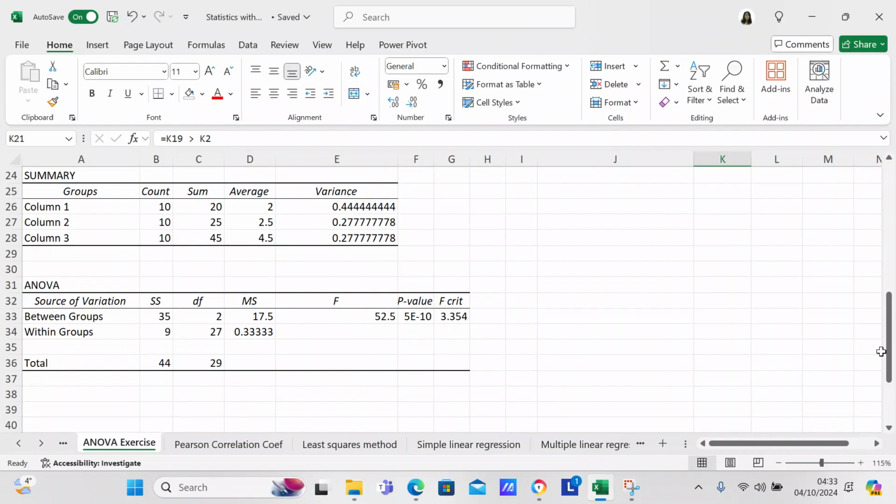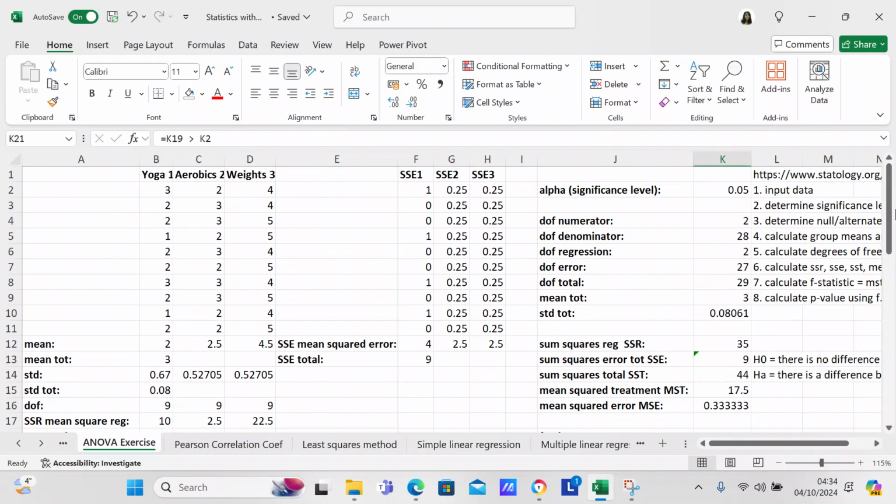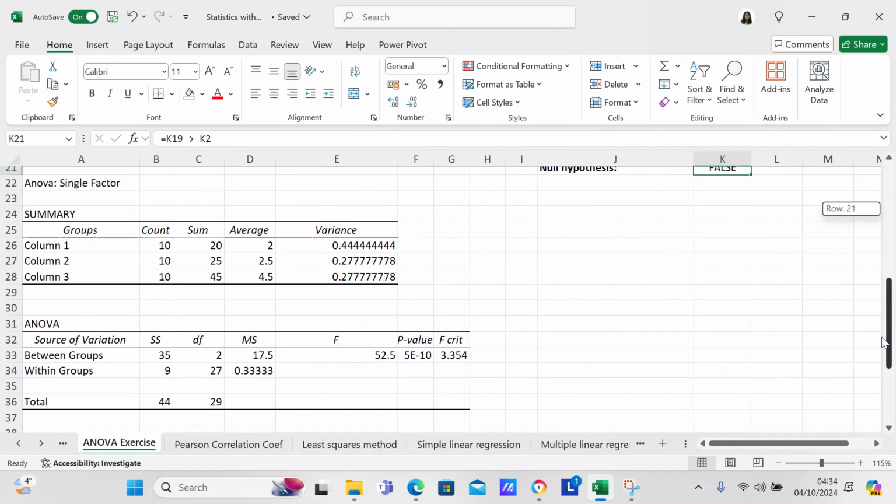Then we have the degrees of freedom. Again, the numerator is 2, and then it says 27 within groups. So you've got 2 regression and 27 error.